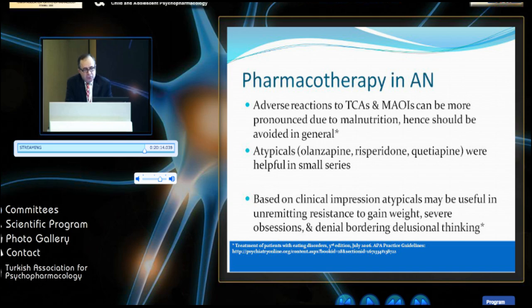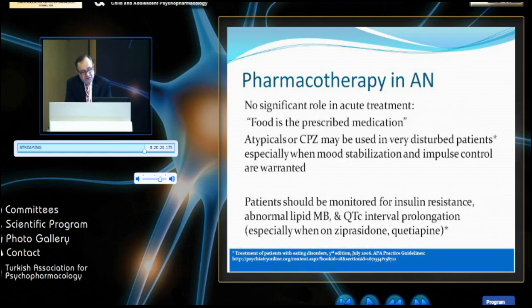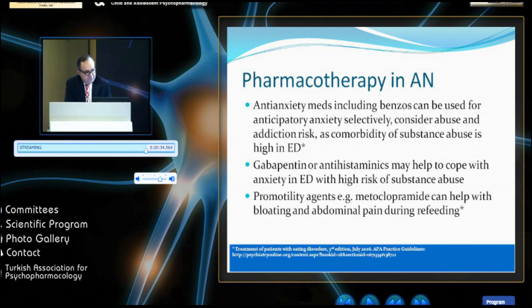Olanzapine, risperidone, quetiapine, there is some evidence now with quetiapine and olanzapine. And risperidone I do use in my clinical practice if I can convince the patient. Food is the prescribed medication. That's the part I already mentioned. Now, insulin-resistant, those side effects, I think we'll go here since my time is getting shorter. I don't know how much Professor Attila will give me, but I want to emphasize a few more things on the next few slides with his permission.